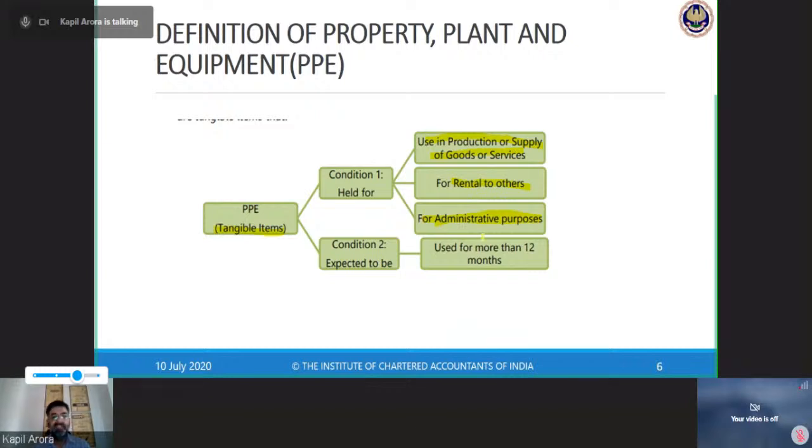And the life is more than 12 months. If all these conditions are satisfied, my asset will be classified as property, plant and equipment. Otherwise, it will not be classified as property, plant and equipment if any one of the conditions isn't satisfied.